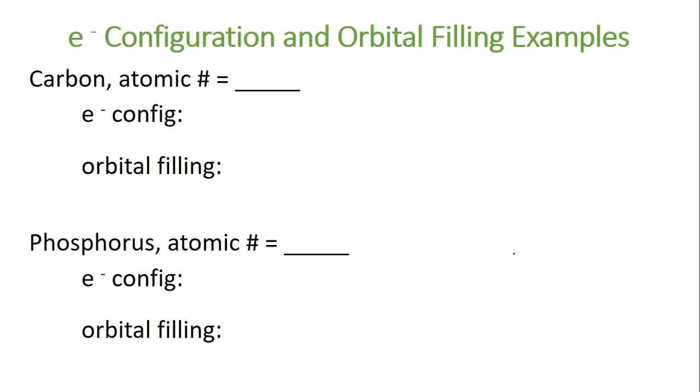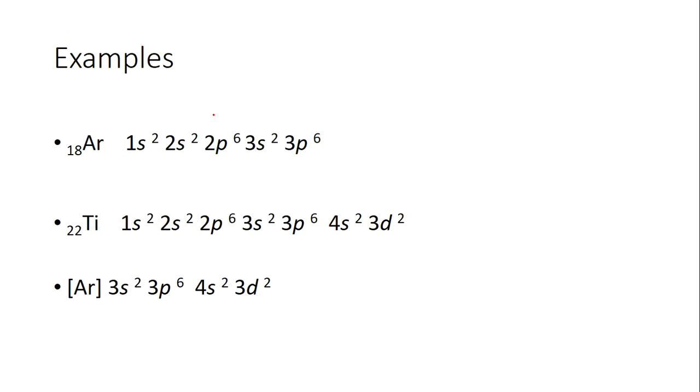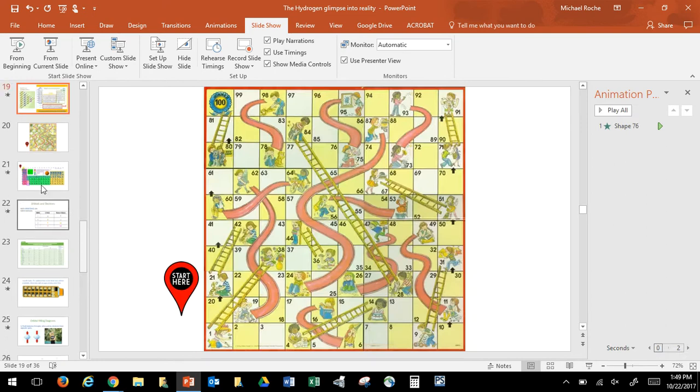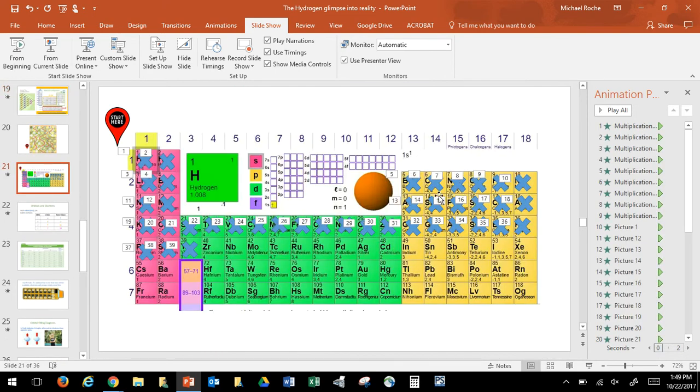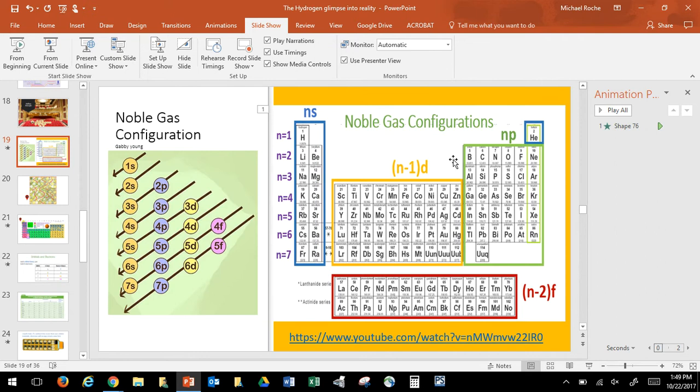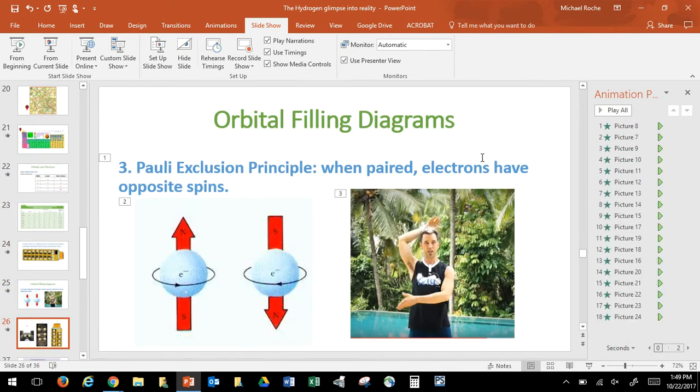All right, so let's do one. So carbon has atomic number 6. There's 6 electrons to give. The electron configuration, if we look at a periodic table, and of course I don't have one of those handy. Let's find one. Here we go. So we're going to carbon. So we're going to go through 1s2, 2s2, and 2p2. So it's 1s2, 2s2, 2p2.